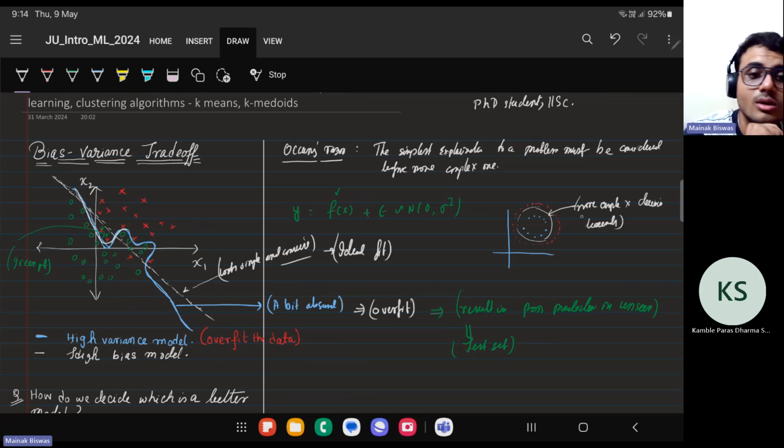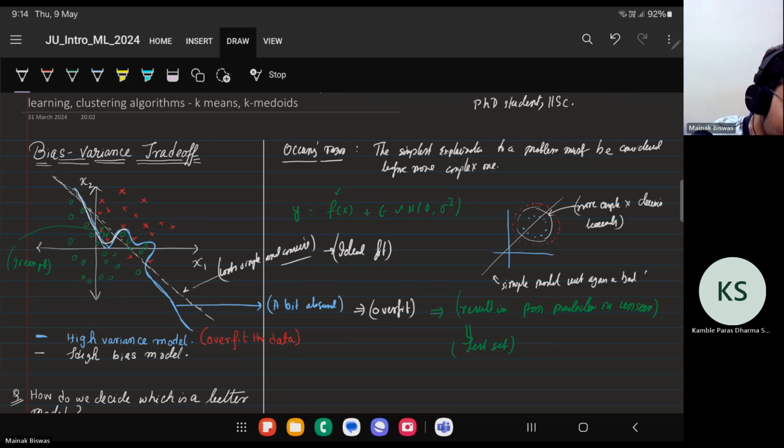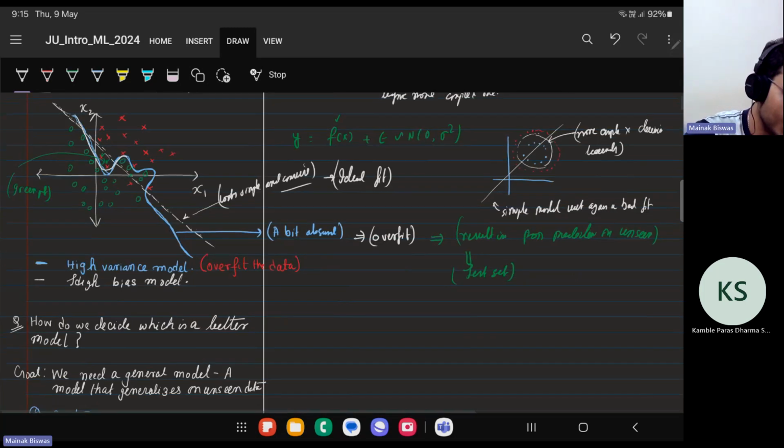Now I tell you, I want a simple decision boundary. So you give me this decision boundary. This will not give me any good accuracies. So this is a simple model, but again, a bad fit.